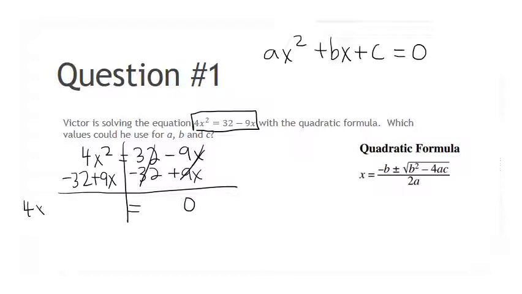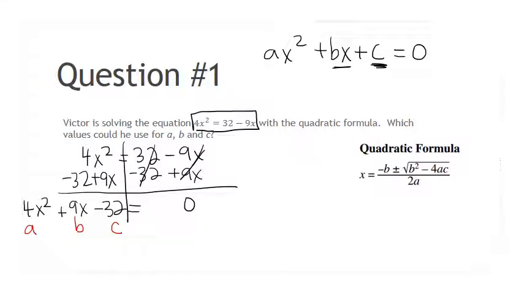And now I'm going to have 4x squared. I'm going to put the 9x next because we want to write it in order, plus 9x minus 32. Remember that constant that's always at the end? That's why I switched the 9x, because I have bx for my middle term in standard form. Now we can just label our a, our b, and our c.